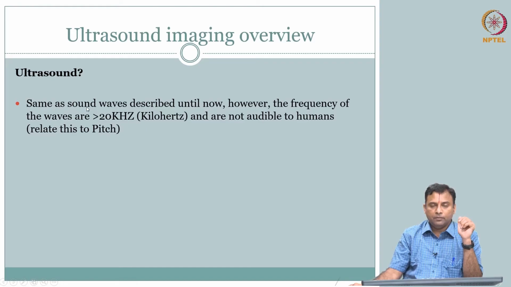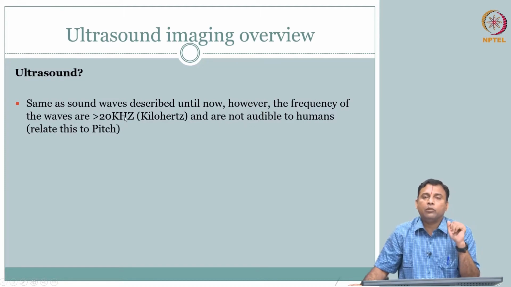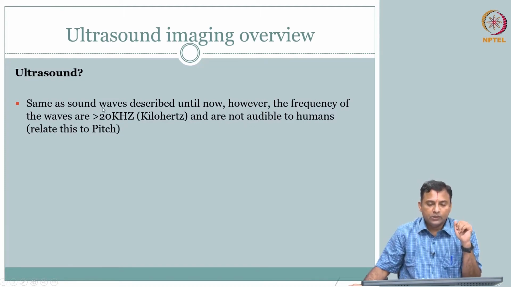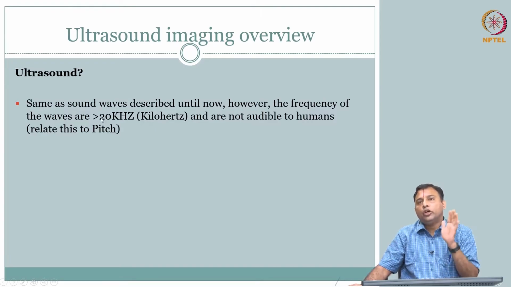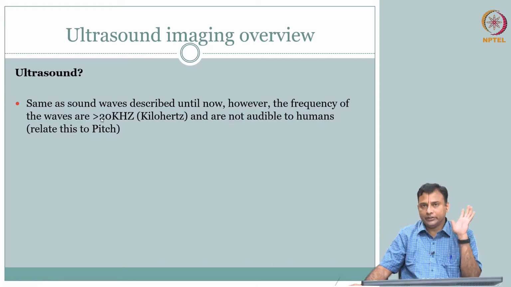Dolphins and bats use ultrasound, and even dogs can sometimes hear slightly higher frequencies than we can. So the difference between sound and ultrasound is that ultrasound operates at a frequency beyond the human auditory range, greater than 20 kilohertz.